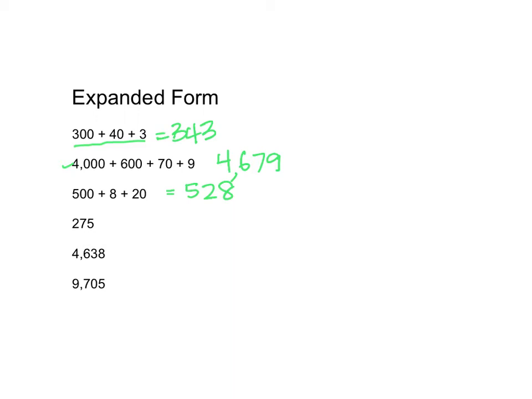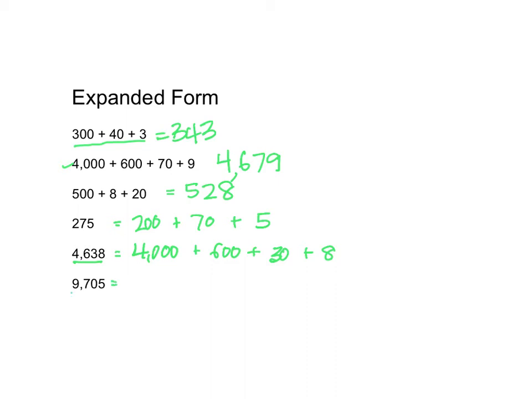So that first number there is 275. So on your board, I want you to write that in expanded form. And you should have written 200 plus 70 plus 5. Let's look at that next one. Say the number with me. 4,638. And in expanded form, that would be, well, we have 4 thousands. We have 600. We have 30 or 3 tens, and we have 8 ones.